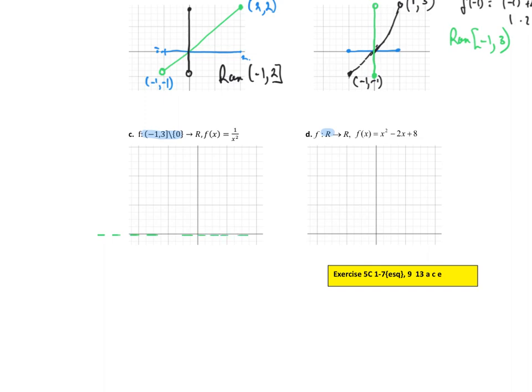I probably shouldn't have used that colour. That's my domain or range colour. At x equal to 0, a vertical asymptote on the y-axis. Remember we label them x equal to 0, y equal to 0.